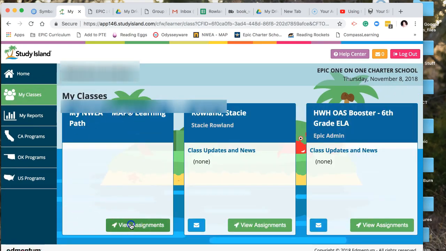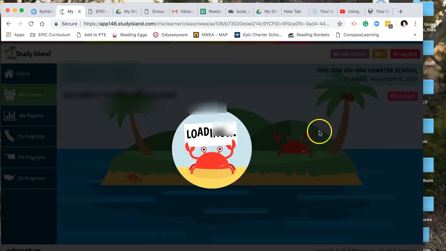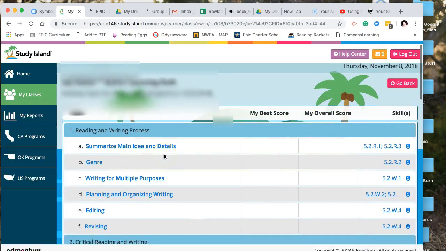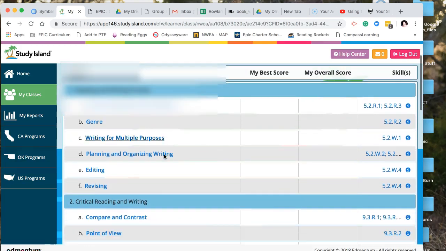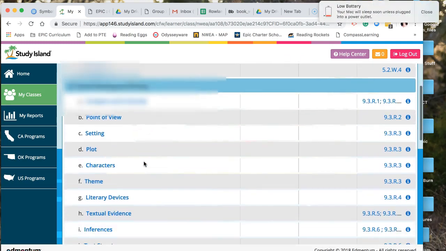That will also give you a way to see how they tested and what grade level they tested at. So if we look in this student's reading level, again, for reading and writing process, I've now switched over to ELA. We're at a 5th grade level on these skills. This is a good example that I would like to show you.